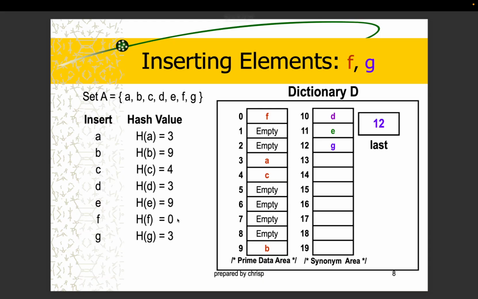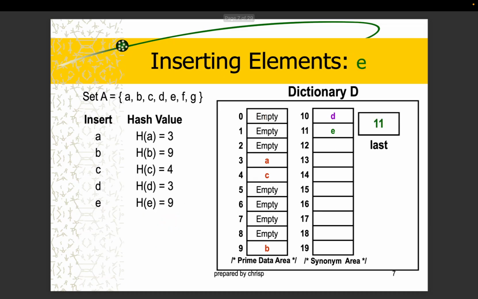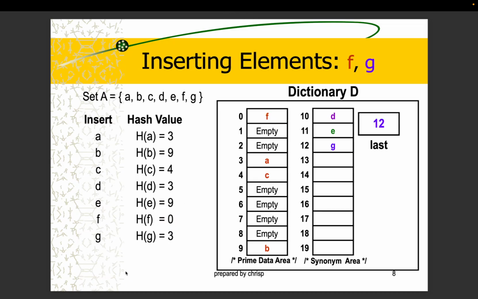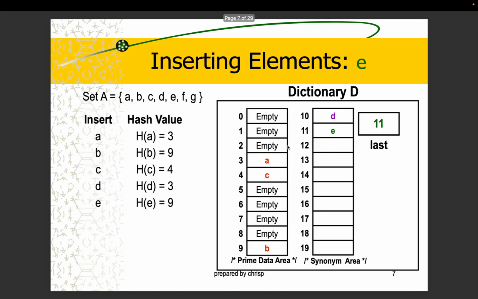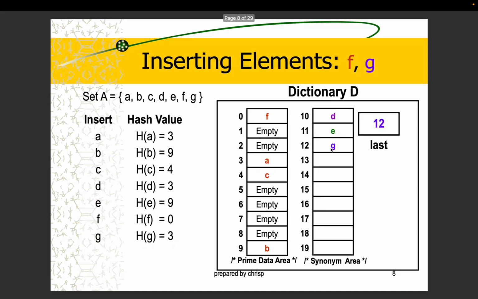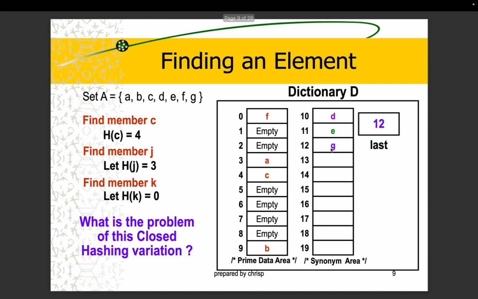So let's keep going. Let's insert F at index 0. Index 0 was empty and I inserted F. G is at index 3. So 3 is occupied, so I increment my last, which was 11, made it 12, and inserted G. Very straightforward. The problem comes when you start to find or delete an element.